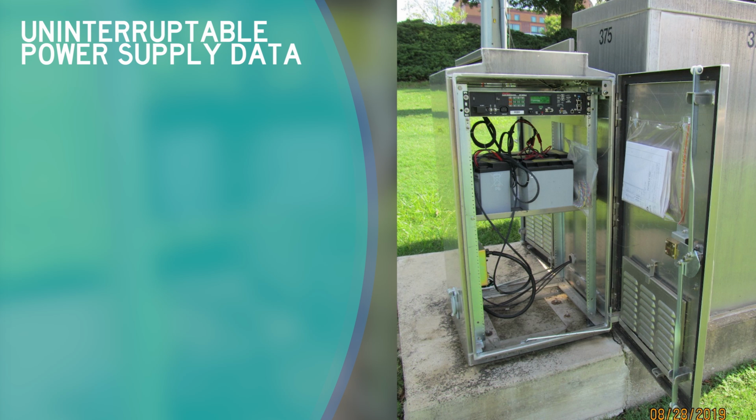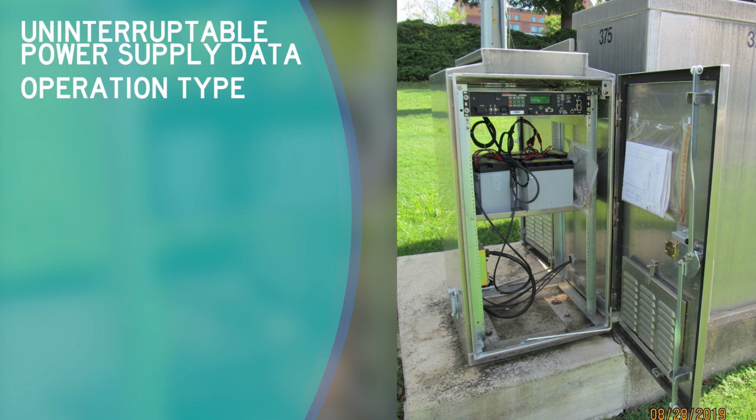If we have an uninterruptible power supply or UPS, we will need to know the operation type, such as natural gas, automotive gas, diesel, battery, or other.